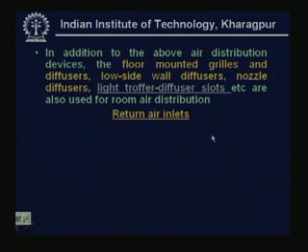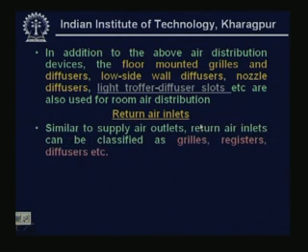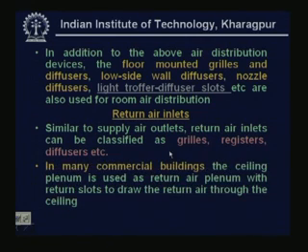Next, let us look at return air inlets. So far we have been talking about supply air outlets. Now let us look at return air inlets. Similar to supply air outlets, return air inlets can be classified as grills, registers, diffusers, etc. And in many commercial buildings, the ceiling plenum is used as return air plenum with return slots to draw the return air through the ceiling.